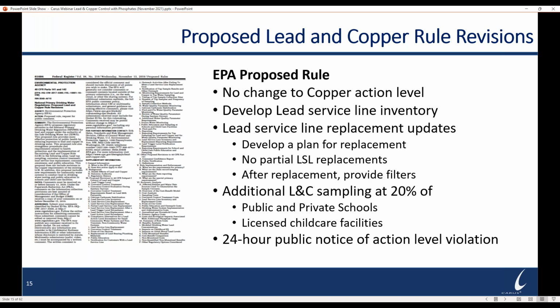One of the things the rule now lays out is that within 24 hours of knowing that you've had an action level violation, you have to notify the public. That can be done in several ways, but basically, as soon as you know you have a violation, you have to let the public know. This would be reverse 911 calls. It could be radio and TV ads. It could be on the website for the city. Basically, multiple ways to get the information out to the consumer that you've had a violation of the rule, so they can take action so they're not exposed to high lead and copper levels.